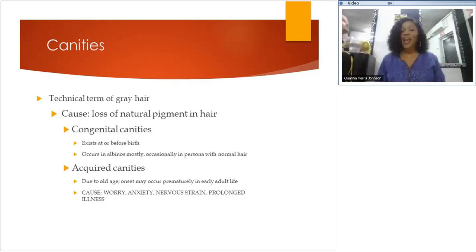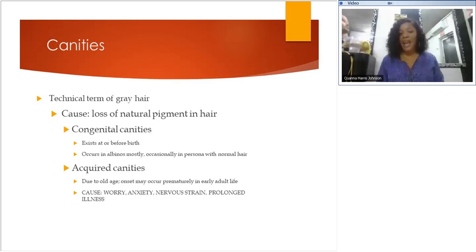We have two types of canities, congenital canities and acquired canities. Congenital canities is the canities that exists from birth. Before birth, it's there. You're born with it, meaning you're born without color matter in your hair, or pigment. It mostly occurs in albinos. And in our Jamaican dialect, we call them dundos, a person born without any color matter.